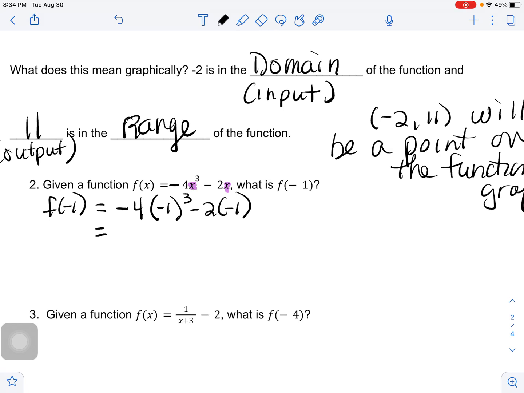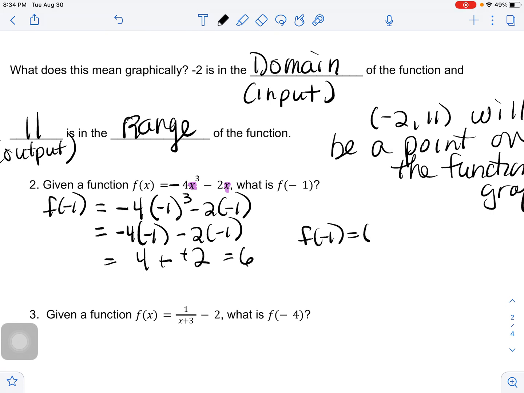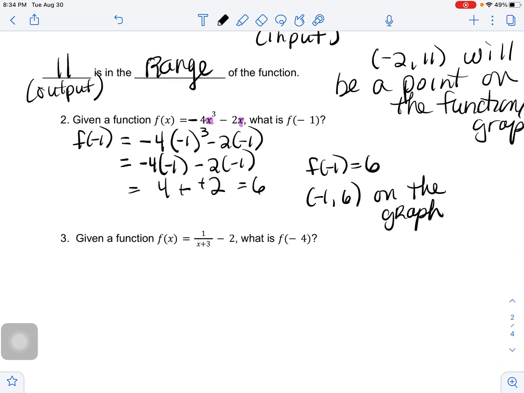And now you simplify. I suggest you use a calculator. If you don't have a calculator, you'll have to do it mental math. -1 cubed means -1 times -1 times -1. It's -1. -4 times -1 is 4, minus 2 times -1 is a -2. You're going to get 6. So f of -1 equals 6. Translates into the point -1, 6 on the graph. So keep that in mind because we're going to begin graphing functions. And we're going to begin graphing them by evaluating the function first.